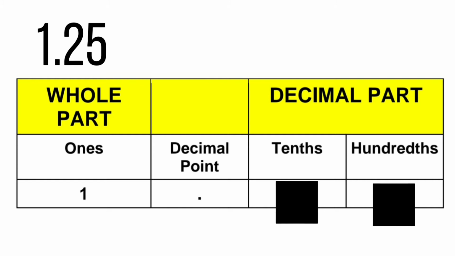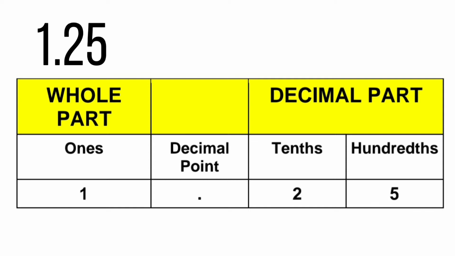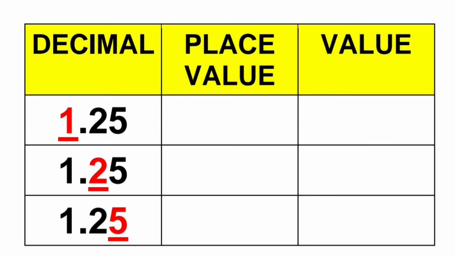How about number 2, guys? Okay, in the tens. Very good. How about the 5, the last number? In the hundreds. Okay, clap your hands. You're all correct. Class, always remember that the whole part is found on the left side of the decimal point, and the decimal part is found on the right side of the decimal point. So let's move on to identifying the place value and value of a decimal number.